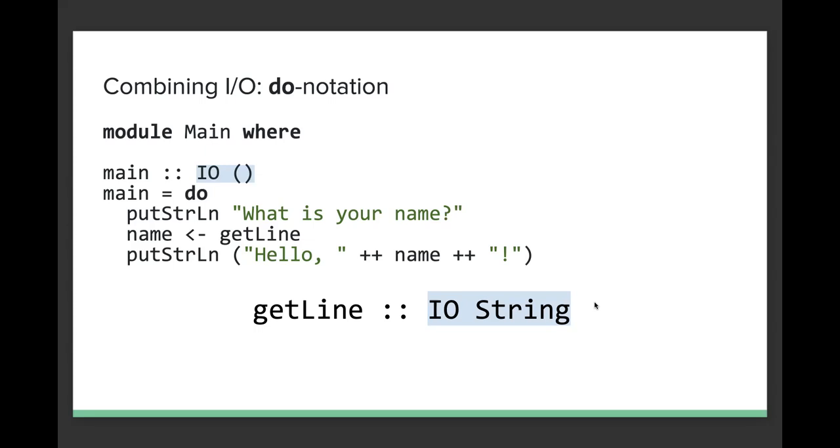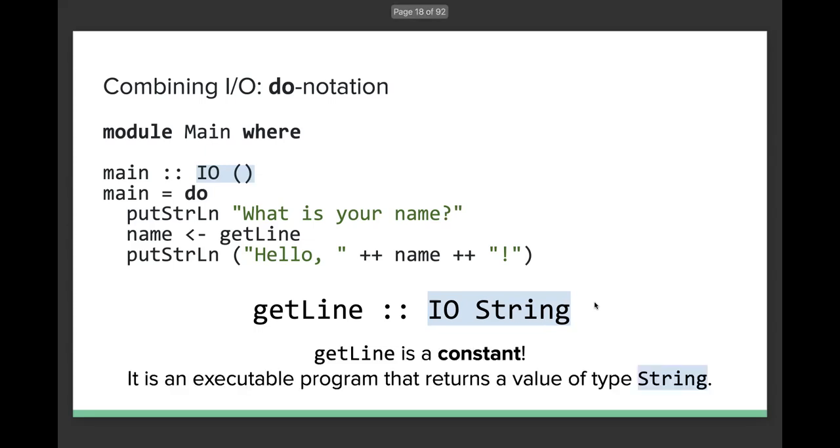Do you need a minute? Yeah. So getLine is not a function. It's a constant value, which is a program that, if you execute it, will go to standard input, read out a line from there, and return that line as a string. So it is a program that you need to execute to get the result.